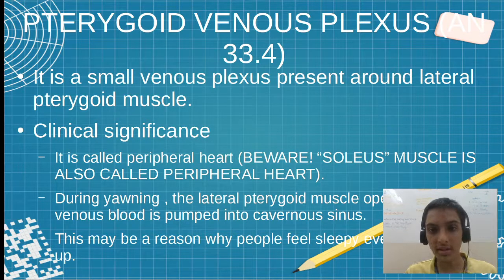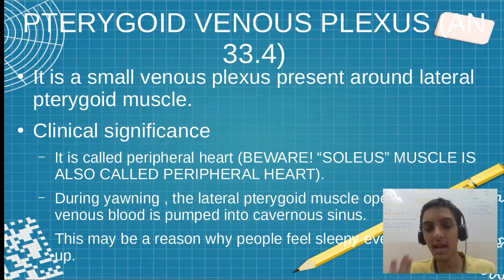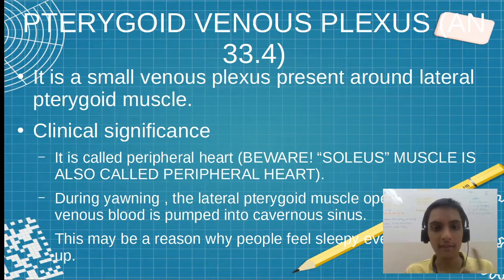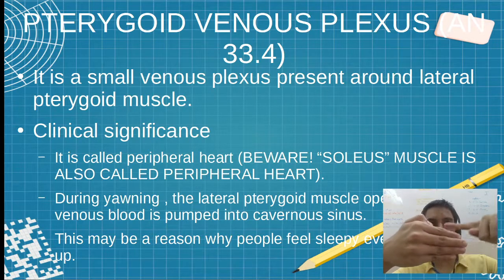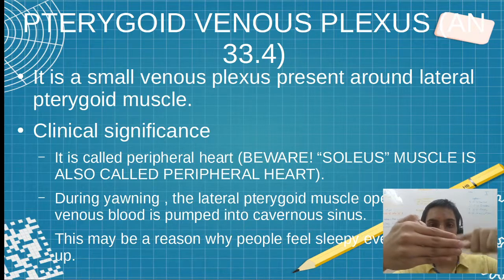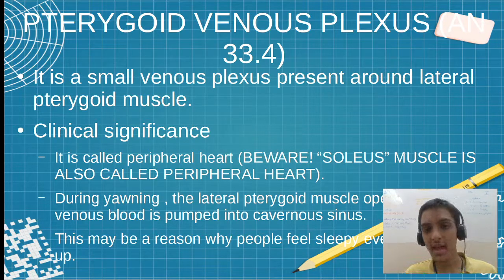Now let us see the pterygoid venous plexus. It is a small plexus of veins, or simply you can say a small venous plexus, which is surrounding the lateral pterygoid muscle. So if this is my lateral pterygoid muscle, there will be a small venous plexus surrounding it like this. What is the applied aspect?